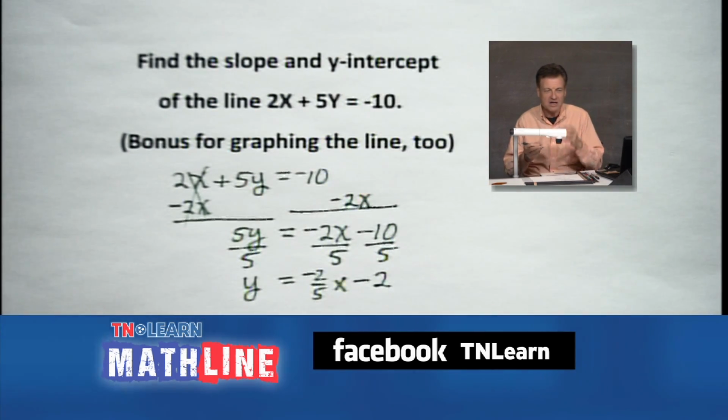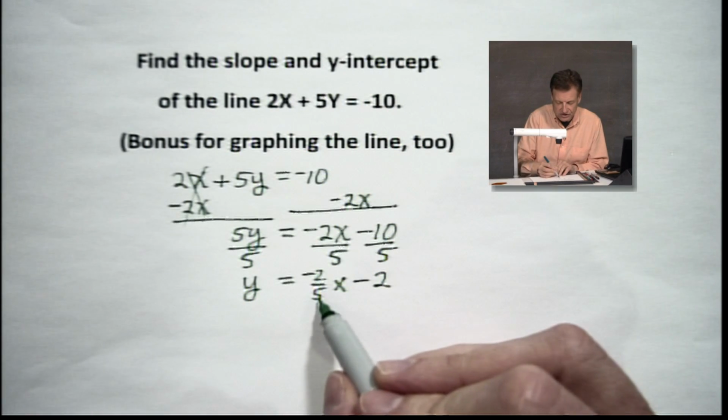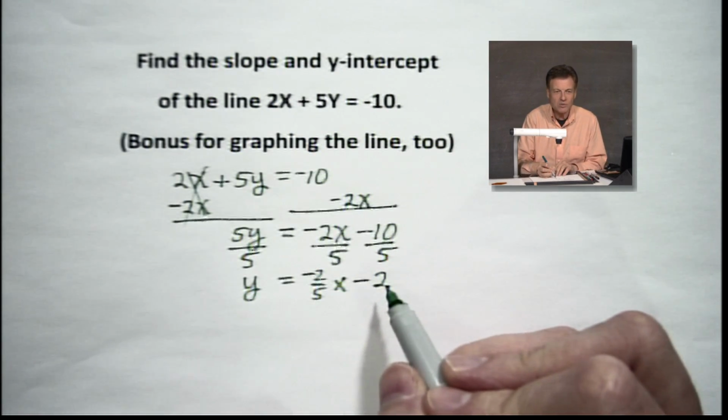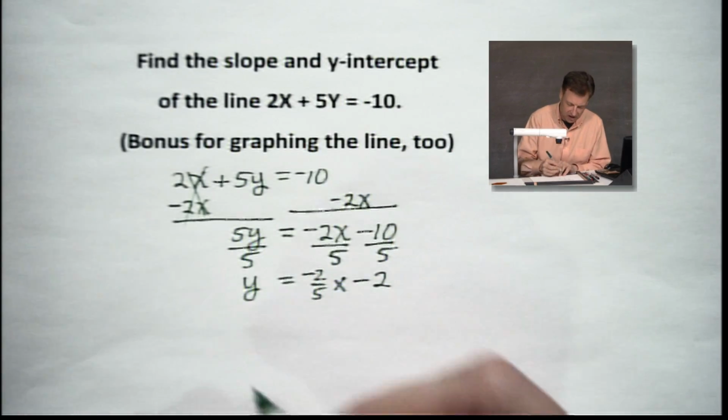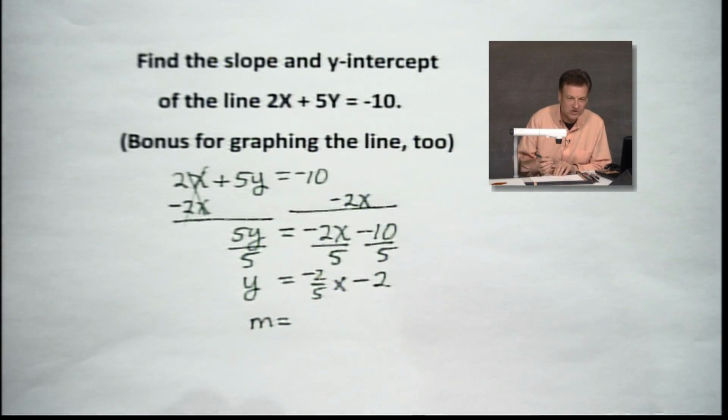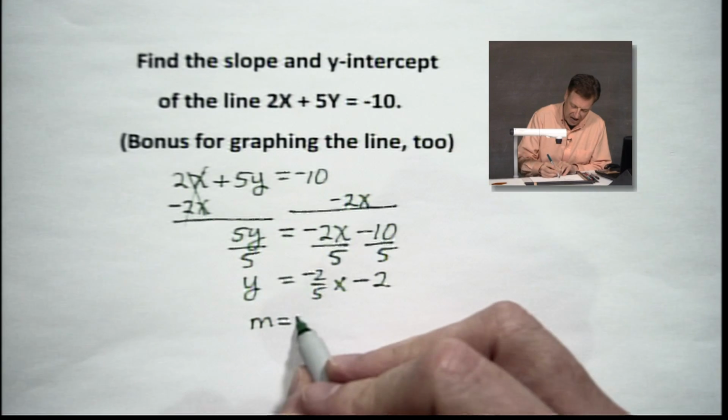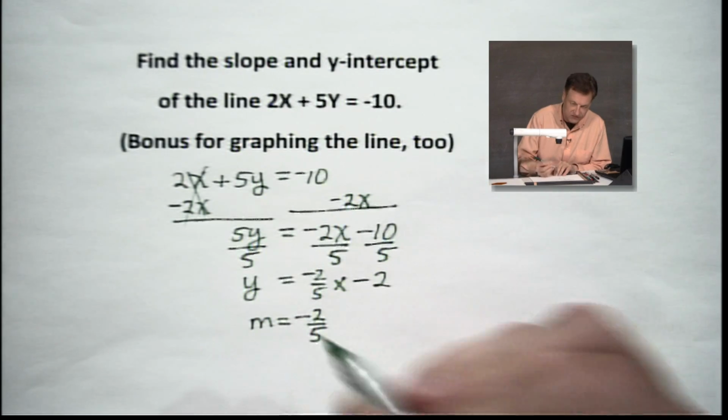Everybody good so far? Now, this is the slope. That is the y-intercept. Well, we just found everything. Well, pretty close, pretty close. Let's use some symbols here. All right, I'm going to put m for slope. That's what we like to use here. And that's going to give us a -2/5.